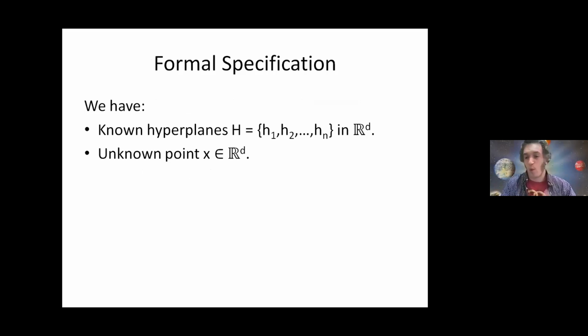So to formally specify the problem, I have a known list of hyperplanes defined by these normal vectors h_1 through h_n in R^d. And I have an unknown point x in R^d.